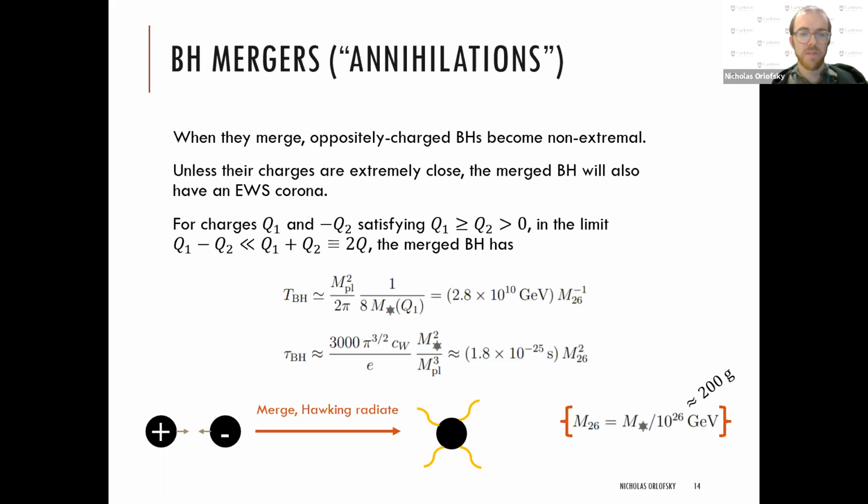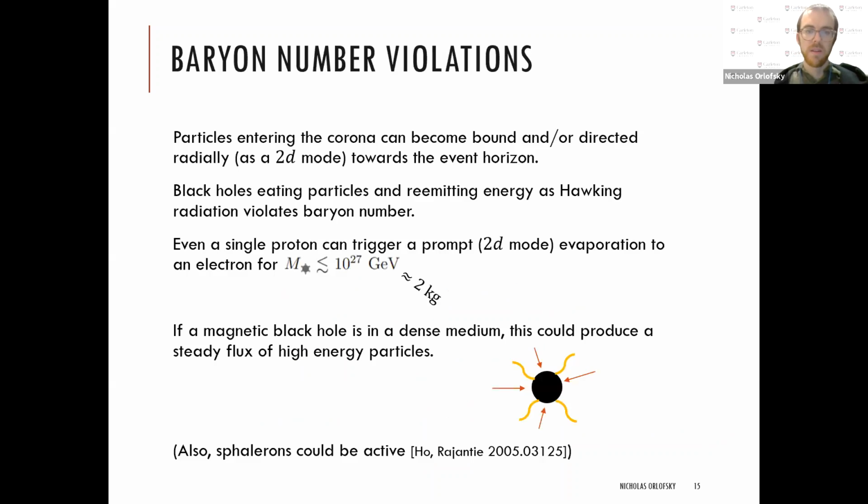The Hawking radiation is of course extremely high energy. So here, this is for a mass of 200 grams. And you can see the mass dependence here, and it also happens extremely quickly, as we've already said. So looking for places where these black holes tend to congregate and merge is going to be one way that we can look for these relics. The second way that we can look for them is a process that I'm kind of calling baryon number violation, which is that if a particle enters the corona, it gets directed down to the black hole event horizon because of the dynamics there with these 2D modes.